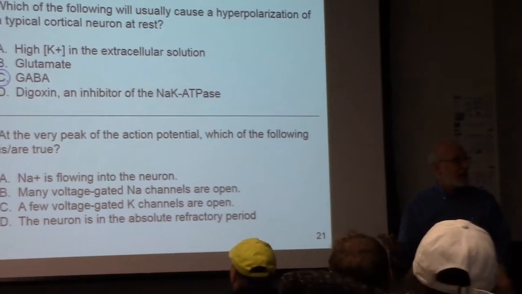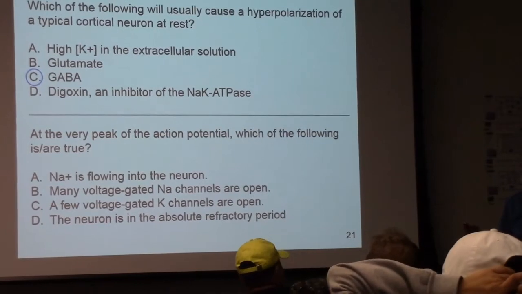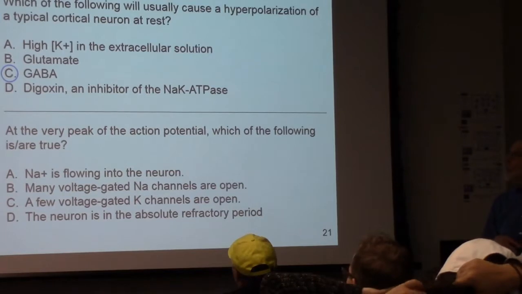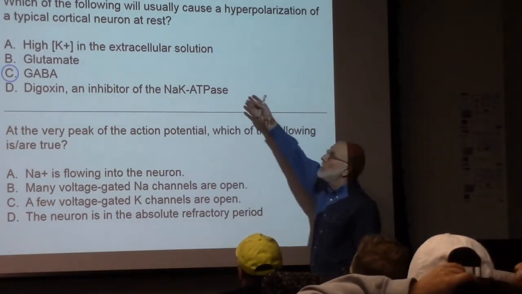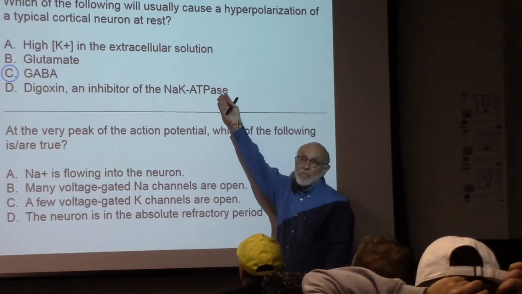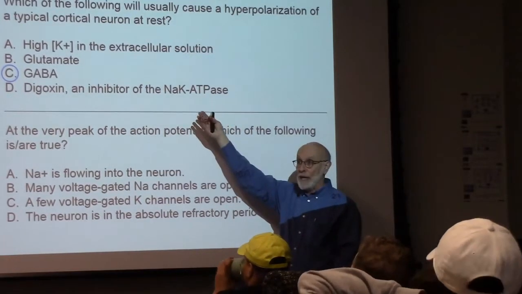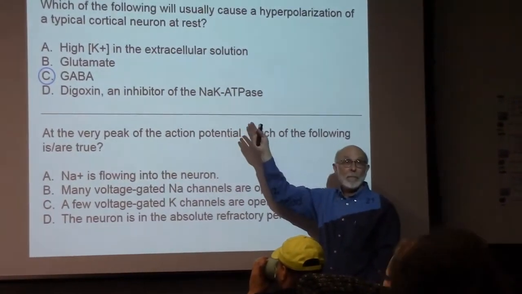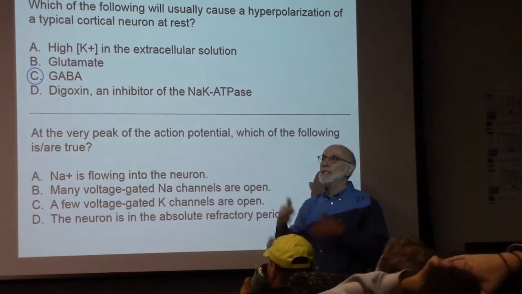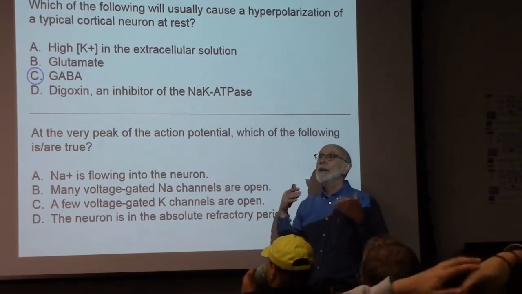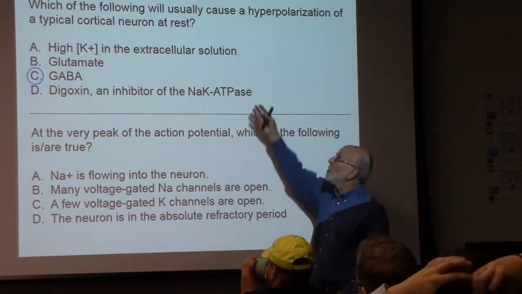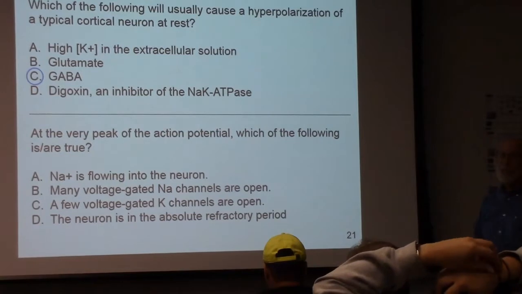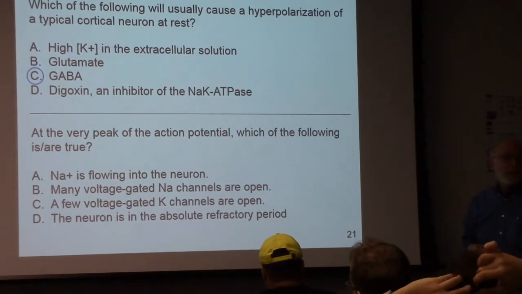Glutamate is an excitatory neurotransmitter, almost always associated with excitation. GABA is an inhibitory neurotransmitter that's associated with hyperpolarization. An inhibitor of the sodium-potassium ATPase is also going to minimize the potassium gradient, by preventing potassium pumping. Potassium pumping would be reduced, the gradient would be reduced, less negative resting membrane potential, that would be a depolarization. So if I were to ask which of the following would cause a depolarization, A, B, and D would be the correct answer.